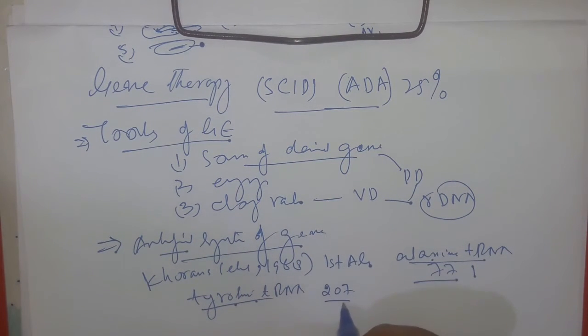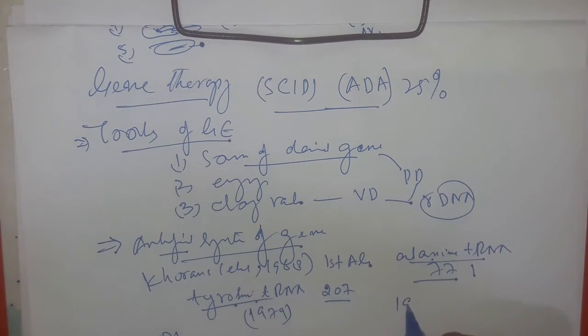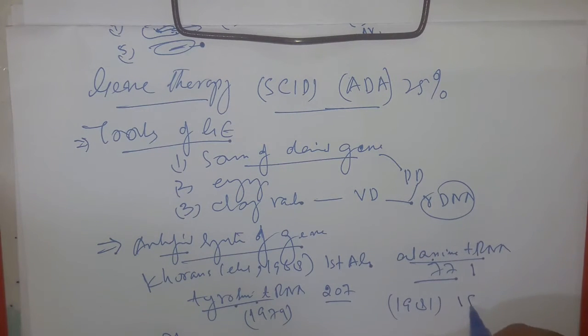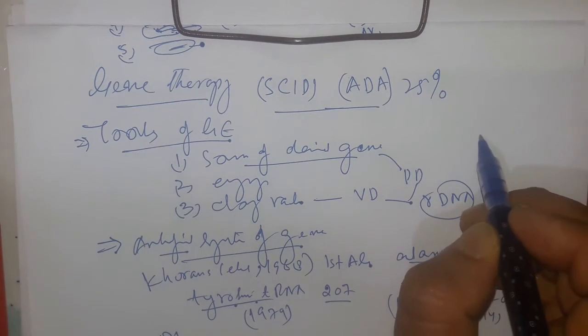In 1981, Edge et al. synthesized the IFN alpha gene, that is the human leukocyte interferon gene, with 514 base pairs. So we can say that's the IFN alpha gene, the lymphocyte interferon gene, 514 base pairs. Then insulin A, insulin B, and somatostatin genes have also been prepared.